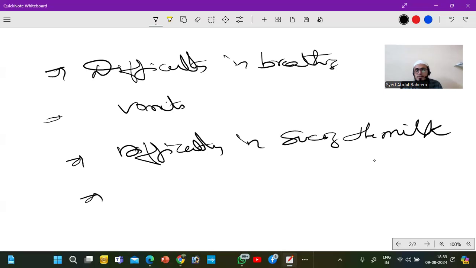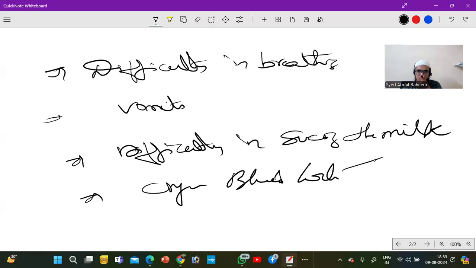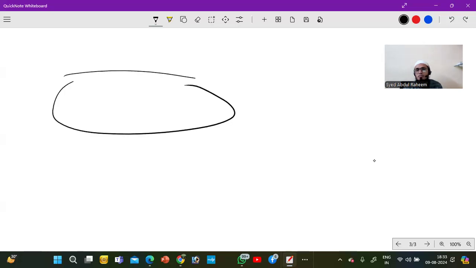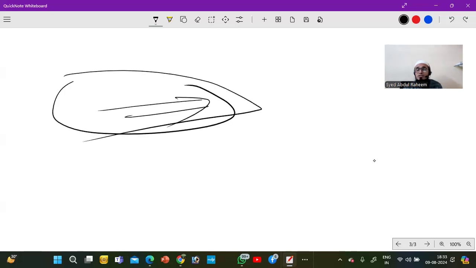Or sometimes while crying, the baby will become bluish in color, cyanosis, his hands, legs, and face, all you can see in bluish color. So these are the simple clinical signs you are able to see. Why is this happening? Because the heart is unable to pump the blood to the body.